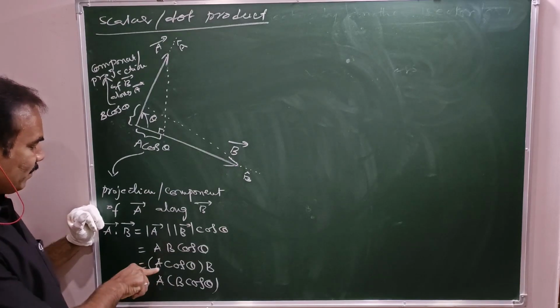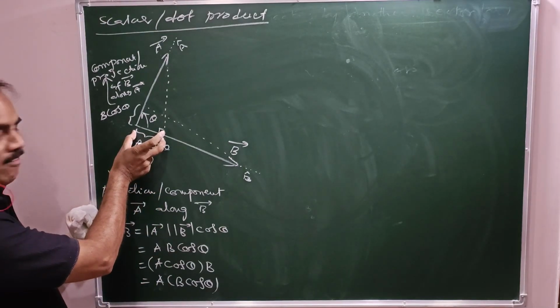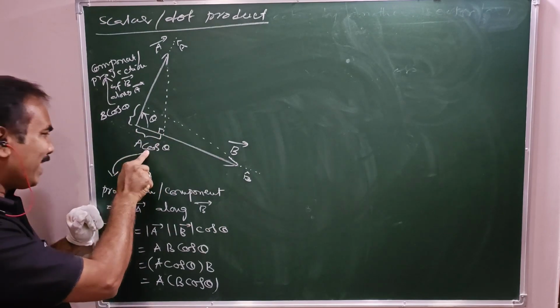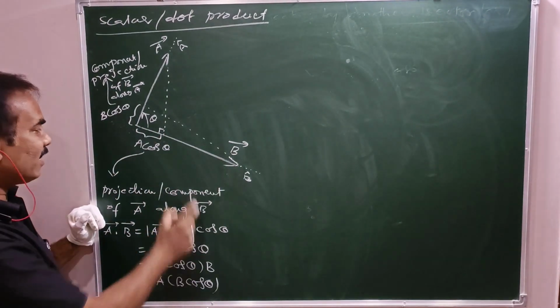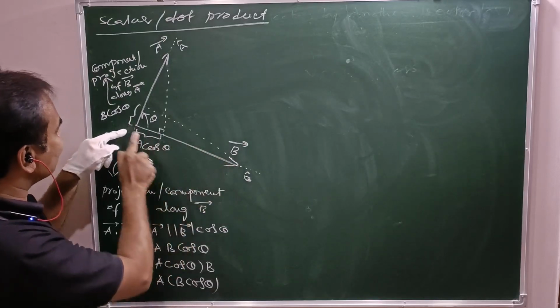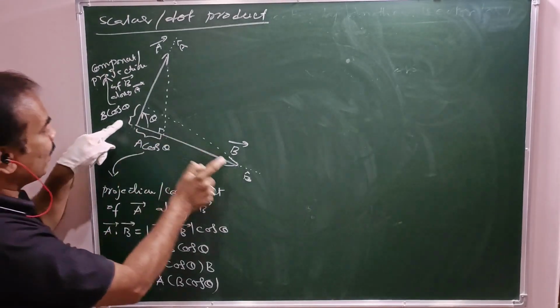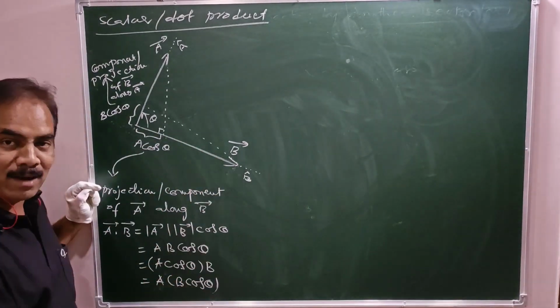See, once again, A cos theta means the projection of A bar or component of A bar along B bar. So A cos theta into B. B means from here to there, and A cos theta means from here to there. That is, A cos theta multiplied by B.